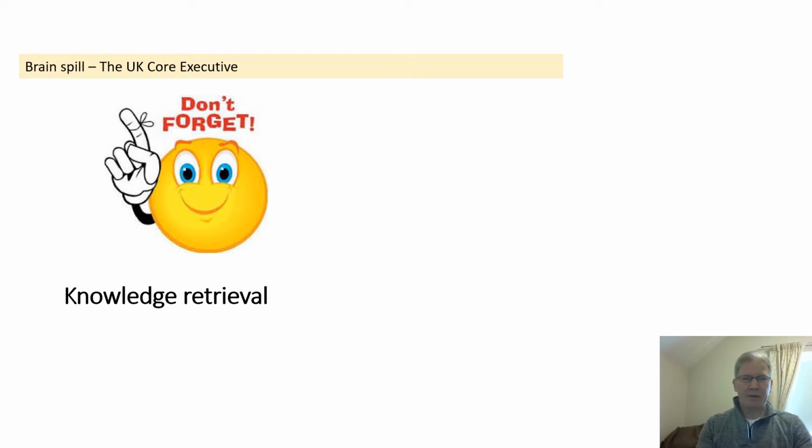Hi, Year 13. Here's the lesson on the Executive Office of the President, but we'll start with a brain spill on the UK Core Executive to get ourselves in the mood. Give yourselves 3 minutes. All right. What are the key terms that you can remember from the Core Executive? Aim for about 10. Go.